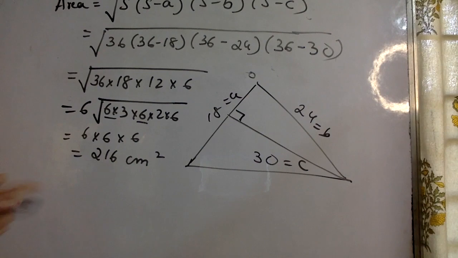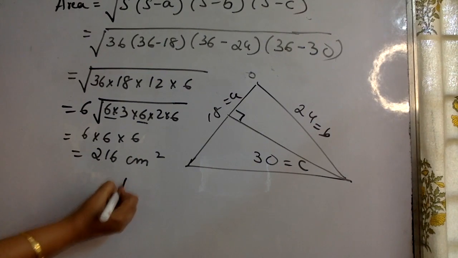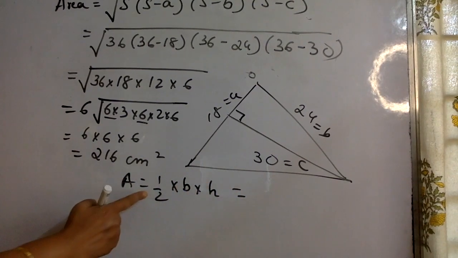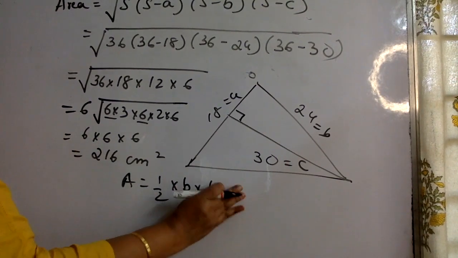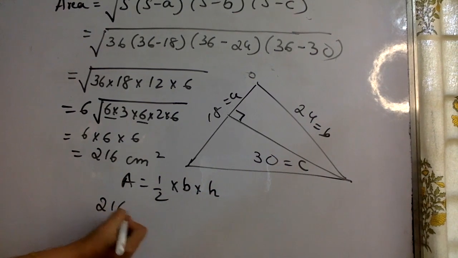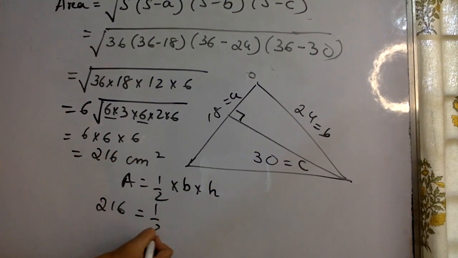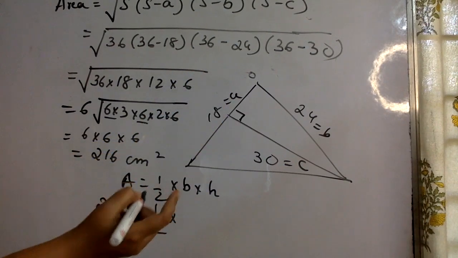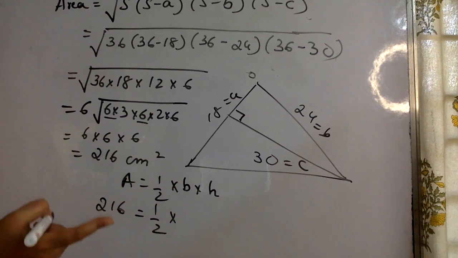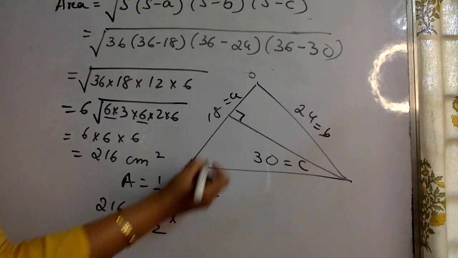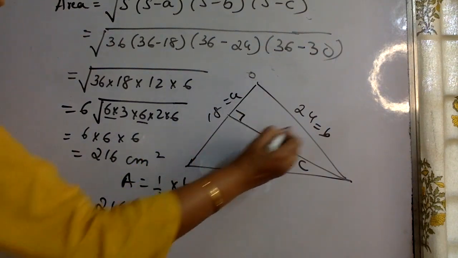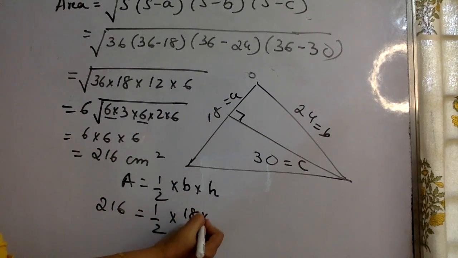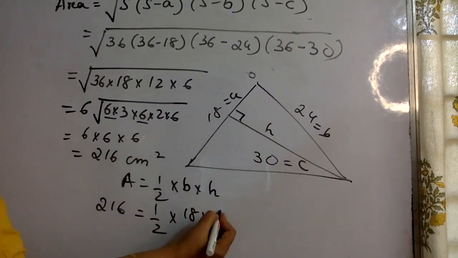Now what we do here is, area is equal to half base into height. We can apply this to any triangle, isn't it? Now if I put 216, because I know the area is 216, then half, then base here is 18. I am considering this as the base because they said the altitude corresponding to the smallest side. There can be three altitudes, but I have to take the smallest side as the base. So into 18 and into h.